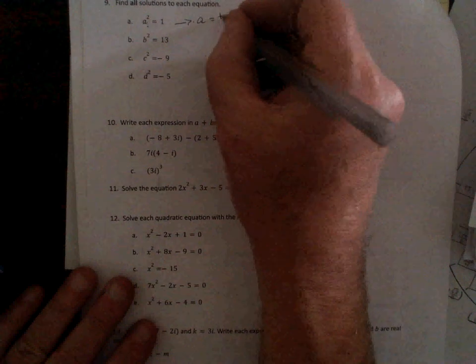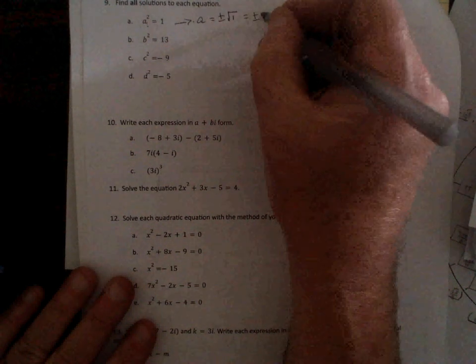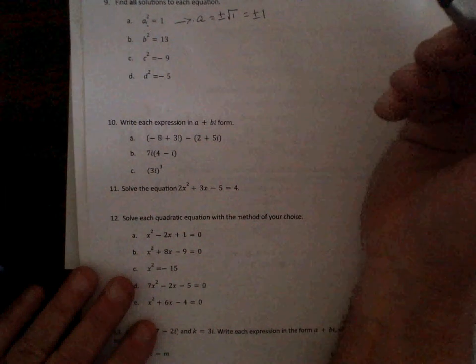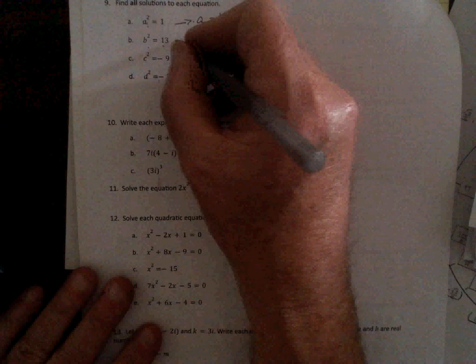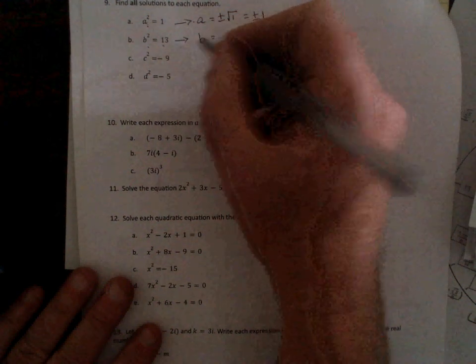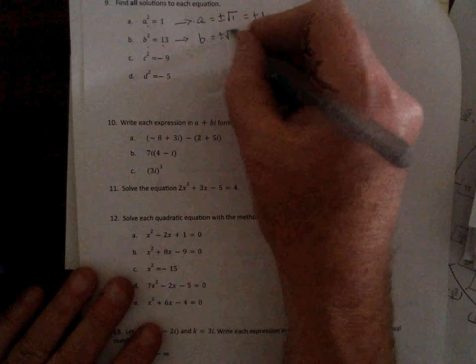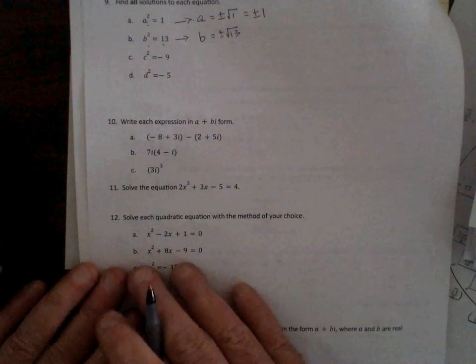Square root of a squared is a, and this becomes plus or minus the square root of 1. And what's the square root of 1? 1. A equals plus or minus 1. All solutions. B squared equals 13. Take the square root of both sides. Square root of b squared is b. Square root of 13 is plus or minus square root of 13. And you can't simplify that. It's just square root of 13.